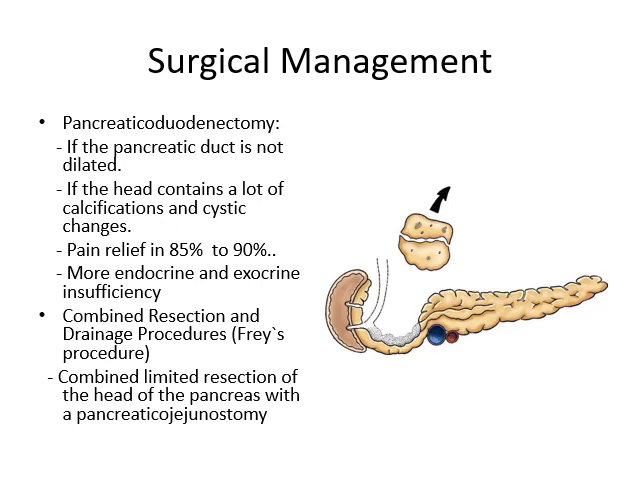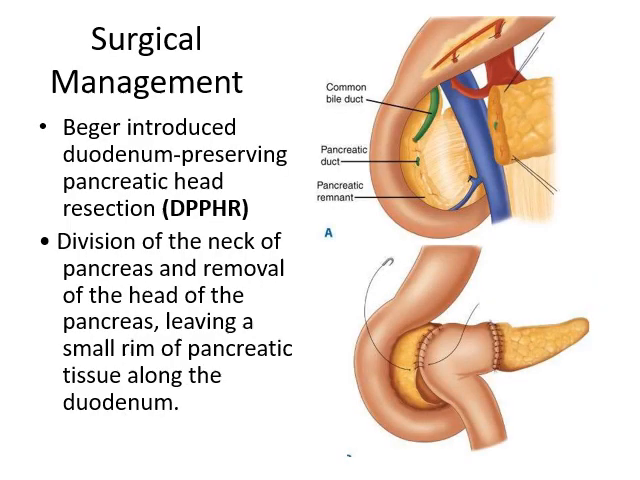Another surgery which is based on a combination between resection and drainage procedure is the Frey procedure. In this picture, we see the Frey procedure. We remove most of the pancreatic head, leave part of the posterior pancreatic tissue, and after that, you put a pancreaticojejunostomy, which is a combination between resection and drainage procedure, and this is called the Frey procedure.